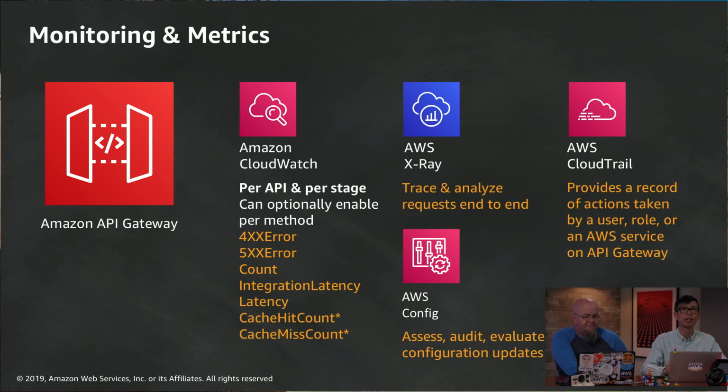And CloudTrail works across all AWS services. It provides the compliance and auditing story for all the changes that are happening in your AWS account. So, for example, you can see who is creating new APIs, who is changing some configuration. You can do that all through CloudTrail.